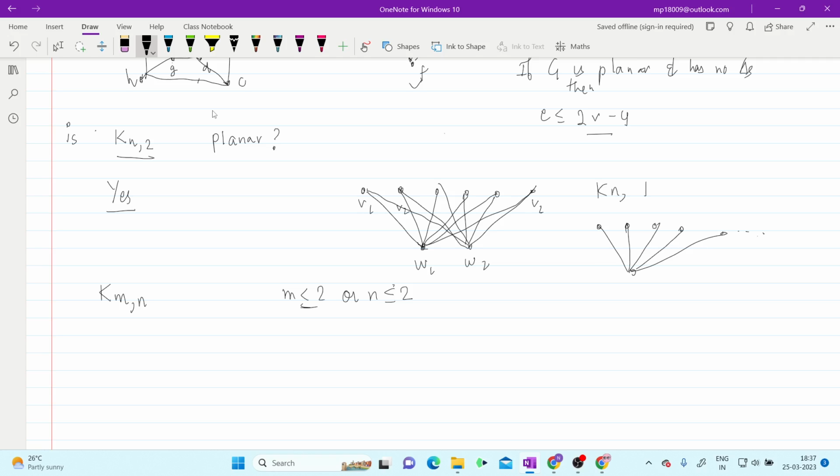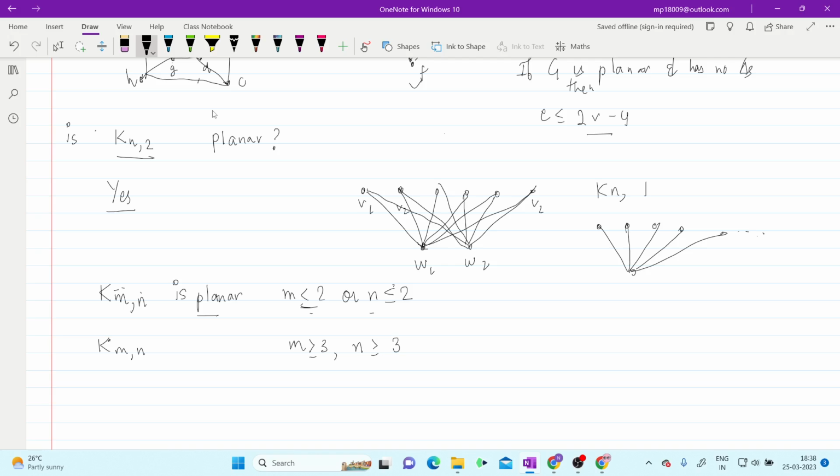So from the previous example, we see that if either of the two numbers M or N is less than or equal to 2, then it is planar. So what are the cases remaining? When both M and N are greater than or equal to 3. So what do you think?